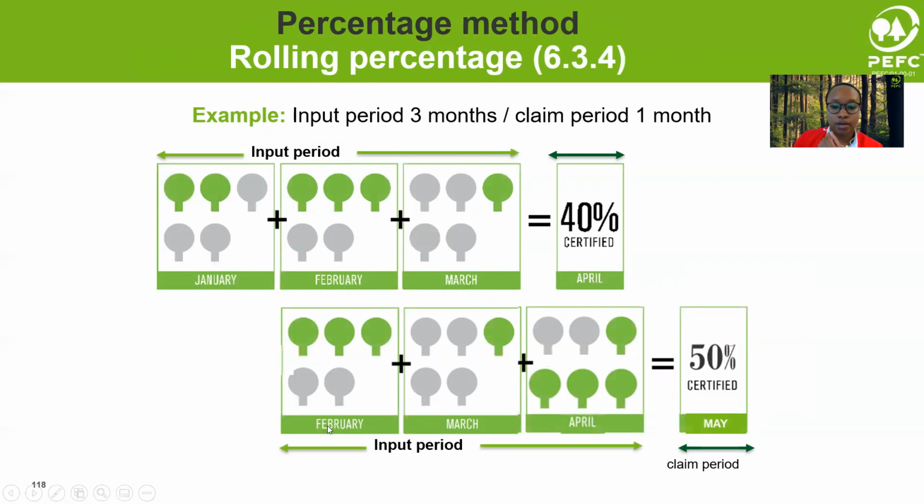So when can you make a new claim period? If you, for example, take the input period again of February, March, and April, where you have 4 out of 6, then in the end, in May, you can make the claim as 50% certified.